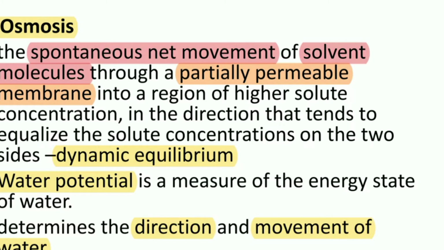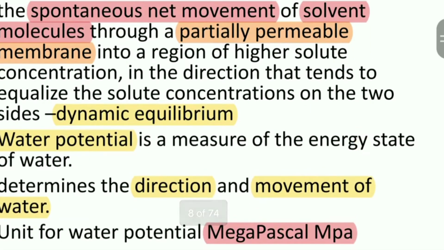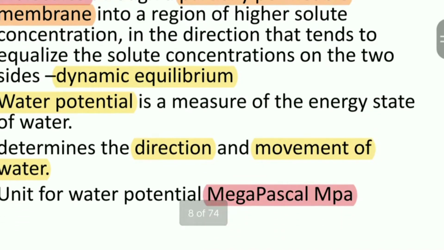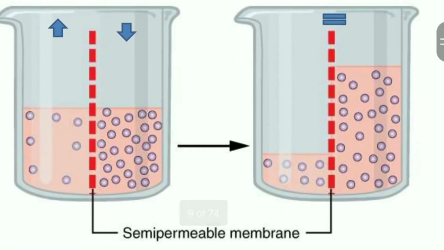Water potential. What is water potential? Water potential is a measure of the energy state of water. Through osmosis, we can determine the direction of movement of water molecules. When we talk about water potential, the unit of water potential is the megapascal, that is MPa. This is the phenomenon of osmosis, in which the red dotted lines are semi-permeable membranes, and the molecules from a higher concentration travel to a lower concentration, at last gaining a dynamic equilibrium.